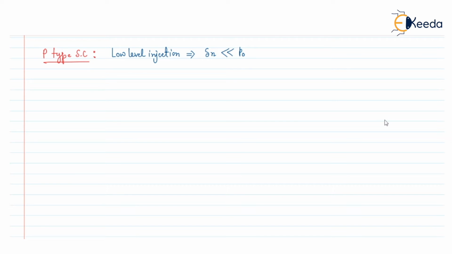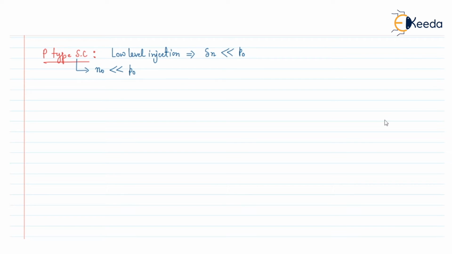Since it is a p-type semiconductor, we can say that the electron concentration inside the p-type semiconductor, that is the minority carrier concentration, must be very much less than the majority carrier concentration, that is the hole concentration, that is P0.